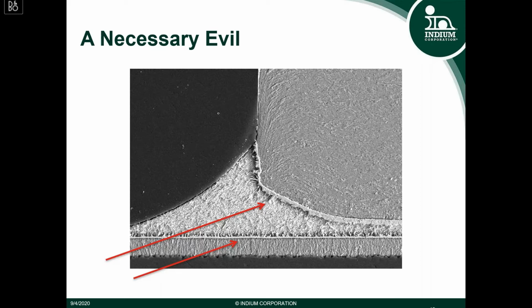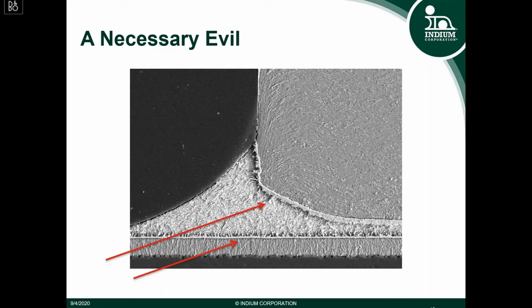As you can see where the two red arrows are pointing, there are two intermetallics. This is a cross-section scanning electron microscope image of a solder joint with an intermetallic formed on the component, which is on the right side here. This is the component, and here's the intermetallic, and then here's the solder joint. Then on the bottom here, you've got your PCB, and then this little white line is the intermetallic between the solder joint and the board.